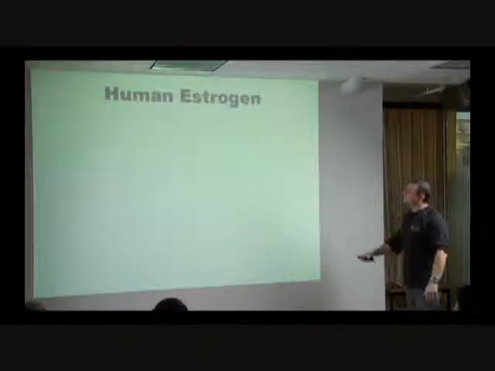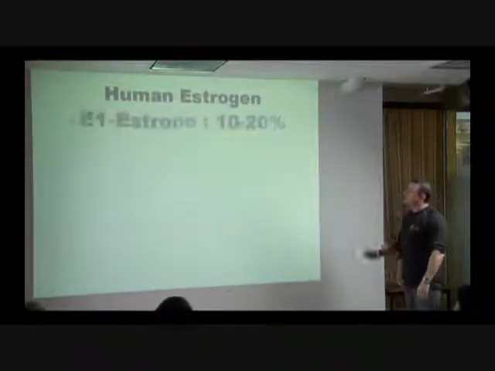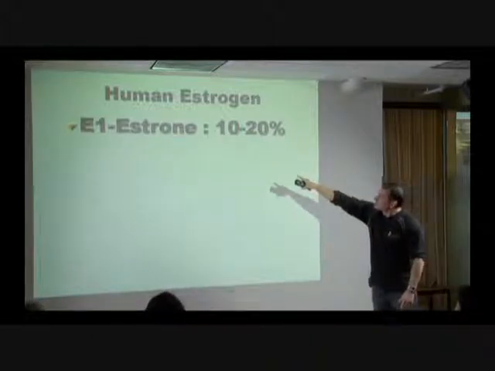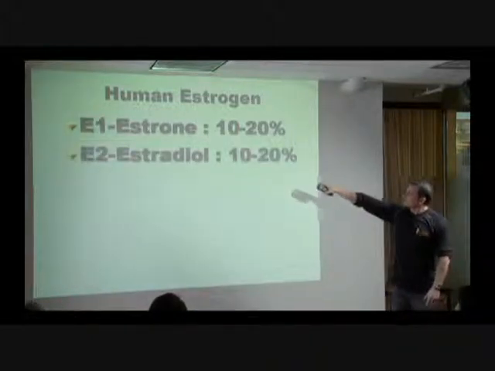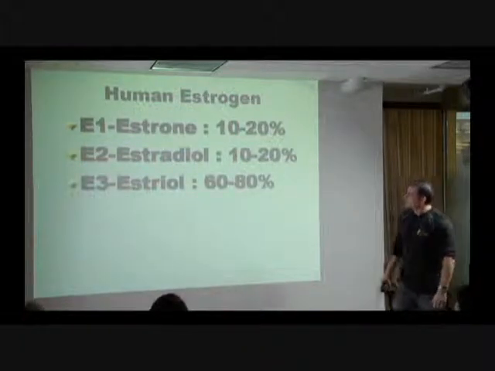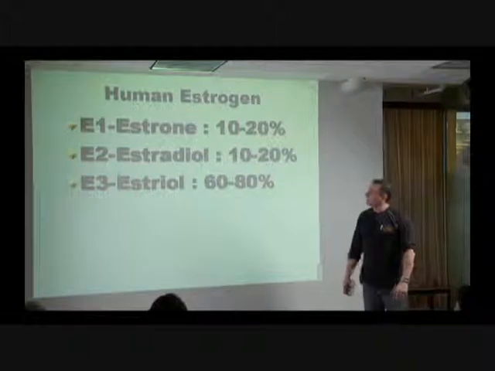Use normal for common. Some of the human estrogens in female, we have 3. And you remember them by going estrone. Estrone has a 1 in it. Estradiol has a di, 2. And estriol has a tri, 3 in it. And this is what the makeup is. You roughly have E1, E2, E3 in a female's body.